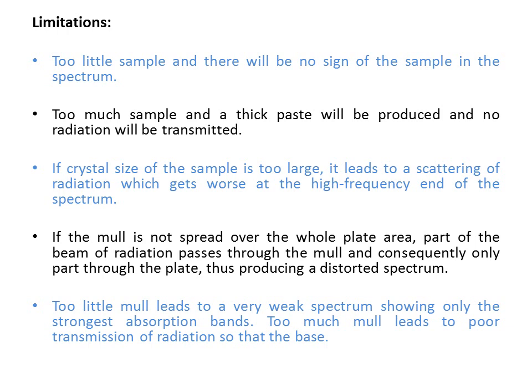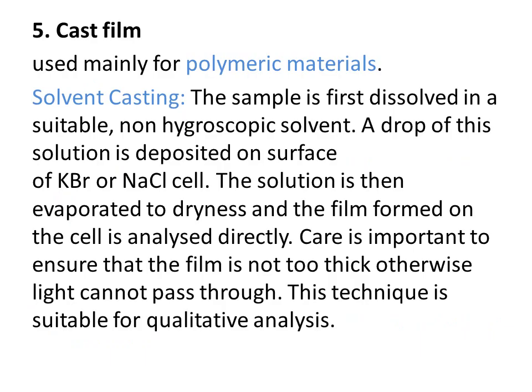If you have too little mull, it can result in a very weak spectrum. Only the strongest absorption band will show. So if you have weak absorption bands, they cannot be seen if too little mull is present. And if you have too much mull, it will result in a poor transmission of radiation.